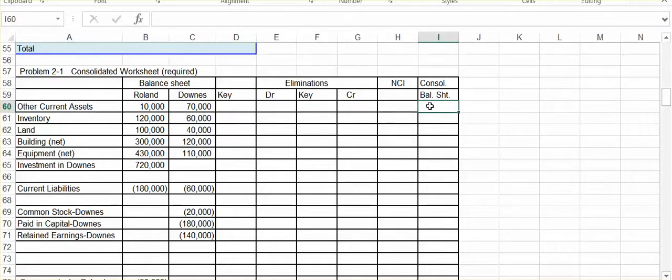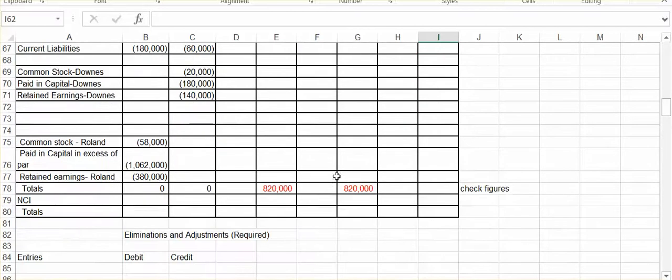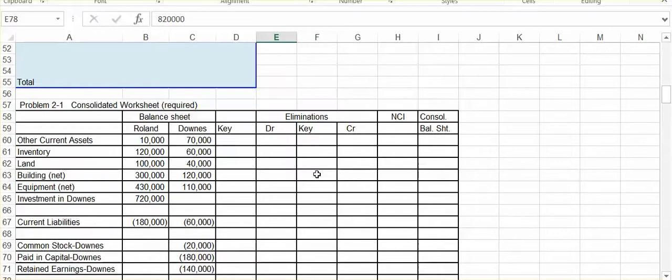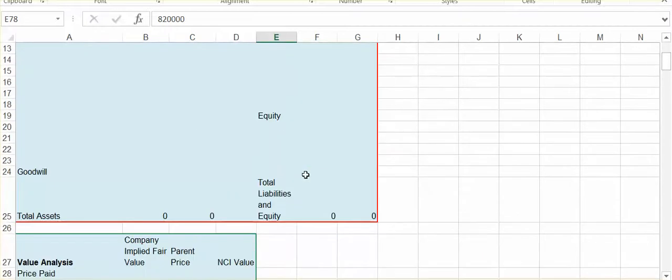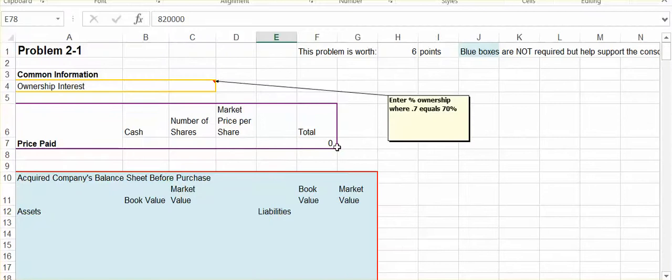Also, in this case, you'll learn what NCI is, but you can also see where the consolidated balance sheet ends up here on the right. So it's really important. These templates also provide you with check figures, and oftentimes I can provide you with hints and tips inside those templates. So that's why the templates are so important. It also helps me get you feedback much faster than if we didn't use these templates.